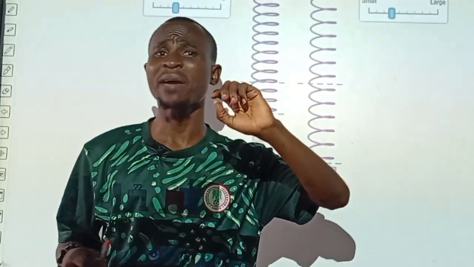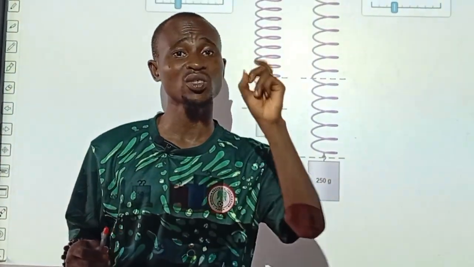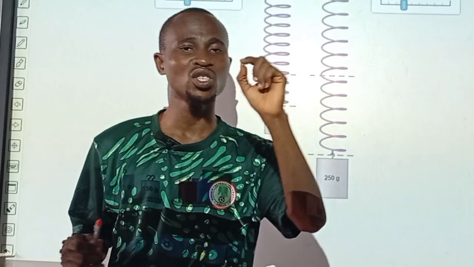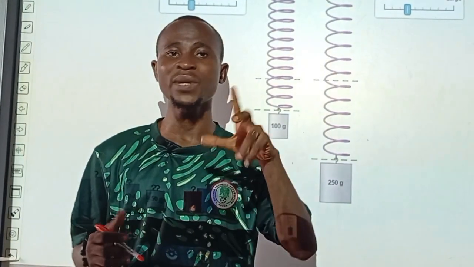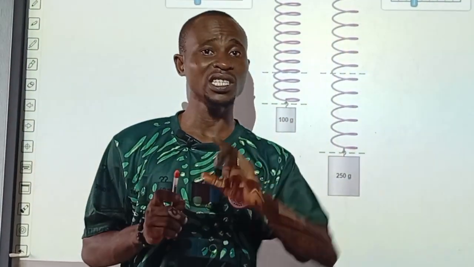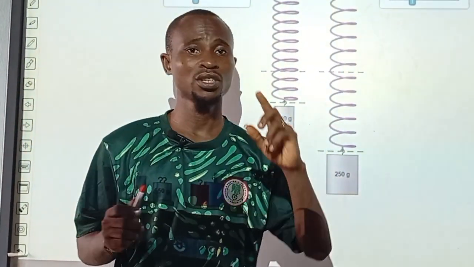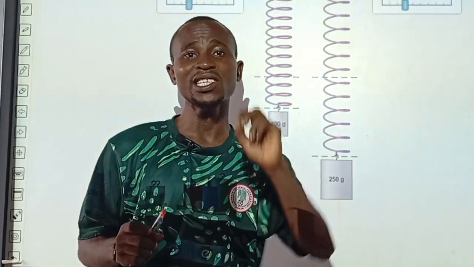Now, the ability of a material to regain its original shape and size when the distorting force is removed is known as elasticity. That is what elasticity is all about: the ability of a material to go back to its original shape and size when the distorting force is being removed. Okay, so I would like you to watch this simple principle that is behind Hooke's law. Now before then, what is Hooke's law?